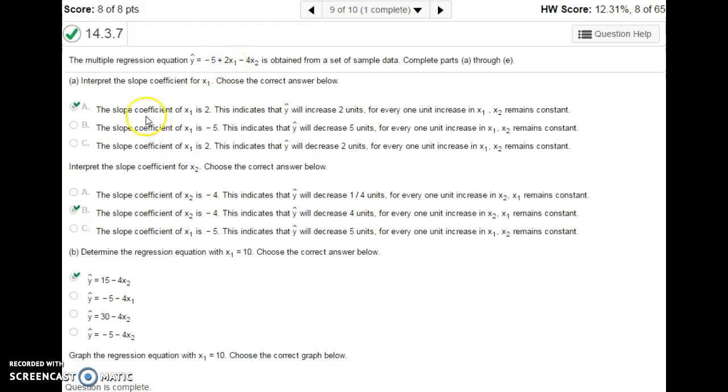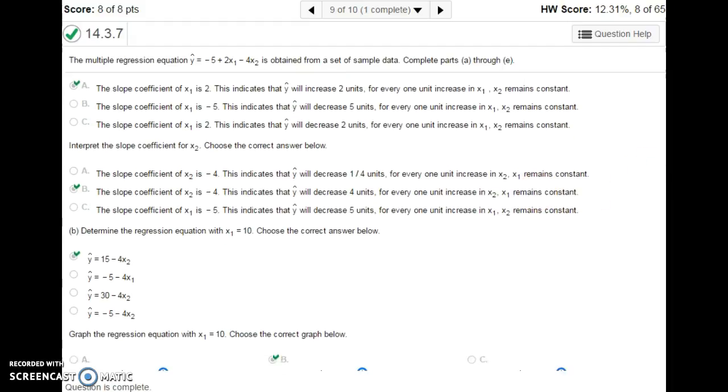So here it's a positive 2. So the slope's a 2. A positive slope means that your y is going to increase 2 units for every 1 unit increase in x1. And like I said, we're assuming the other variables are remaining constant. For x2, we're assuming that x1 is remaining constant. And so its slope is a negative 4. So for a 1 unit change in x2, our y value is going to decrease by 4 units.